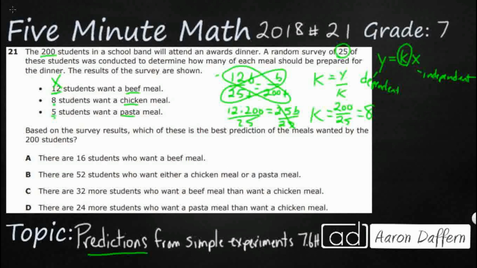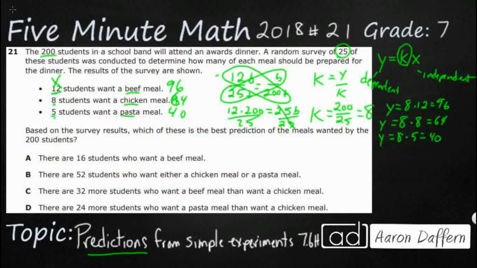So what happens if we just take each of these? Let's start with beef and multiply it by 8. That's 96, so there are 96 kids that want beef. Now we're going to find the chicken. 8 times 8 is 64. And then for pasta, 8 times 5 is 40. So you add these up, you get 200. Now it's easier to read, and that was a lot easier than multiplying and dividing by 25.